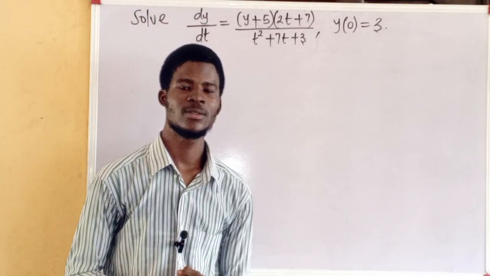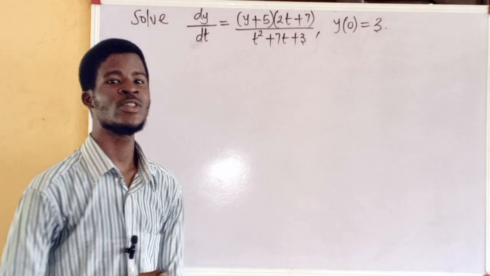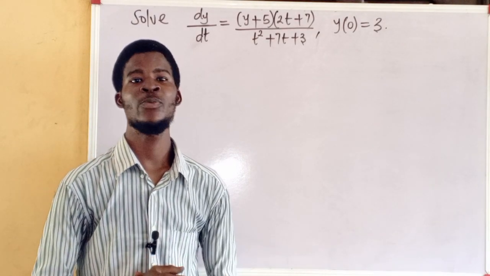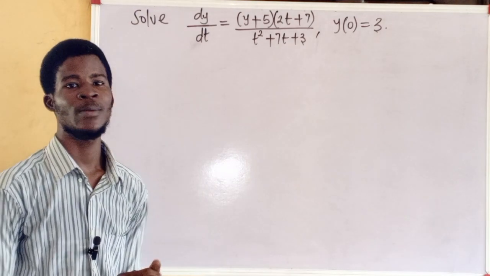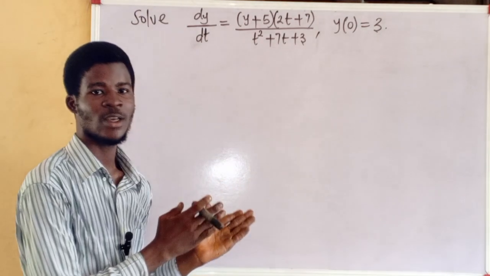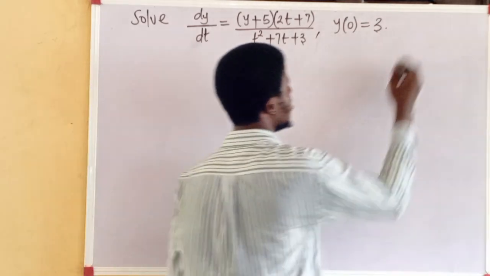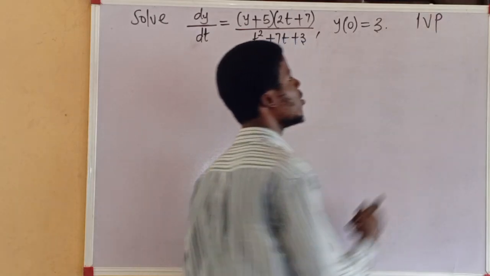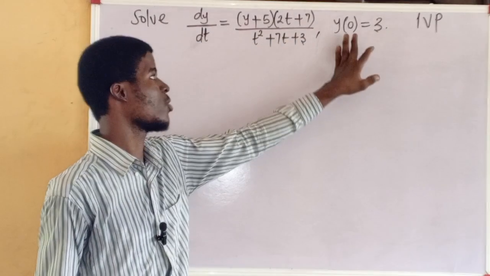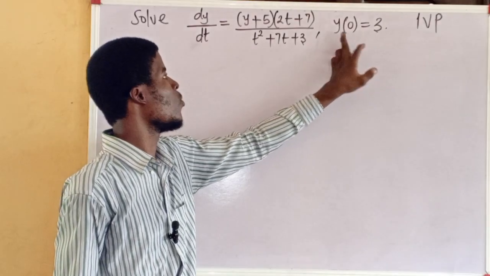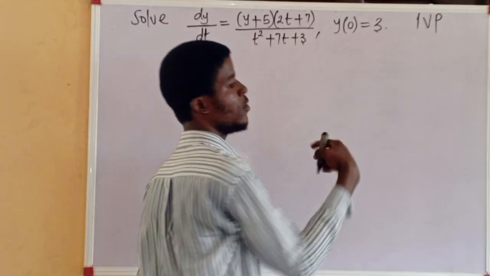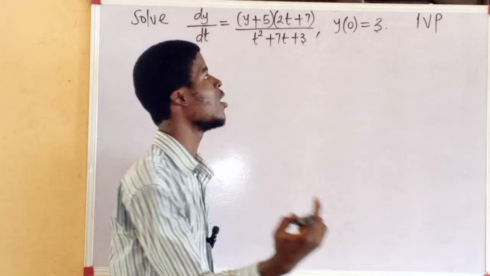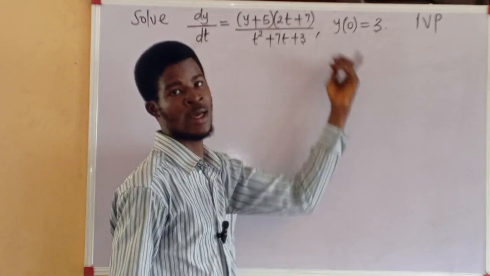Welcome back everyone. Like I said in the previous video on separable variable differential equations, I'm going to solve this problem. This is an initial value problem, IVP for short, because it has initial conditions y of 0 equal to 3. This 0 here is for the independent variable and this 3 is for y.